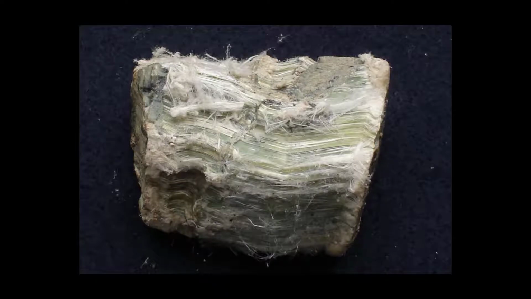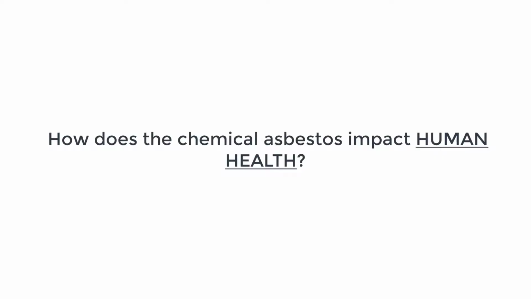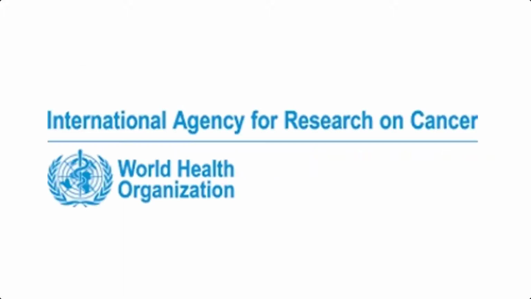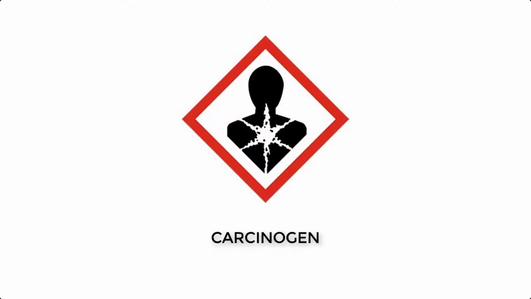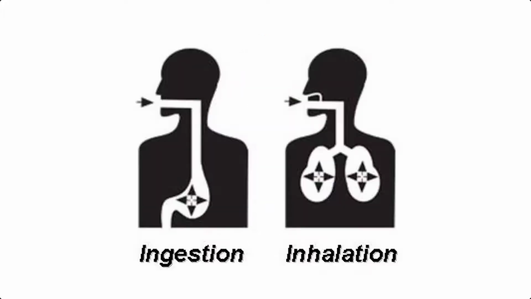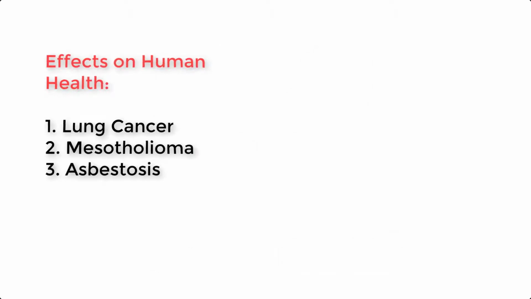So now that we know a bit more about asbestos, more specifically chrysotile, how does this chemical impact a targeted system such as human health? Well, the International Agency for Research on Cancer, IARC, has classified chrysotile as well as the other forms of asbestos as a known human carcinogen. Inhalation and ingestion are the primary routes of exposure. So, 3 of the major health effects associated with exposure to asbestos are lung cancer, mesothelioma, and asbestosis.